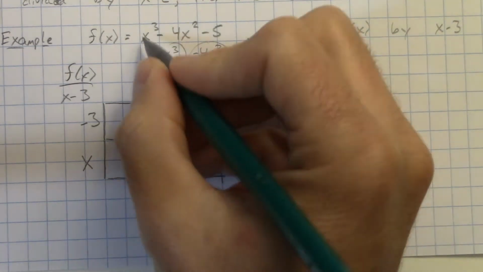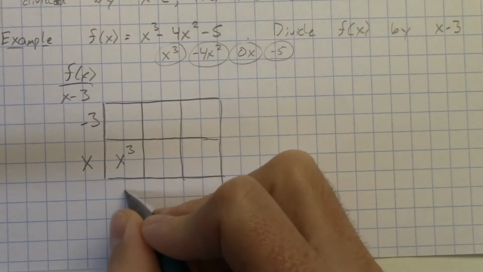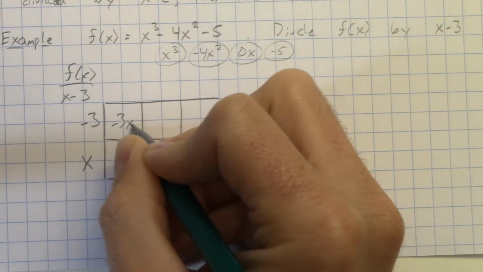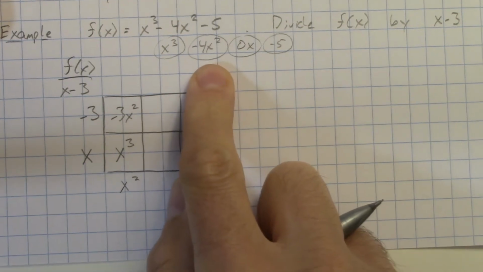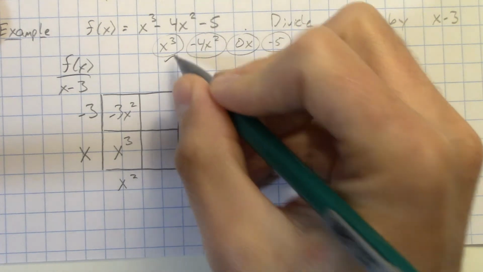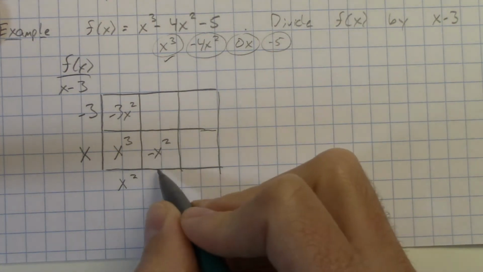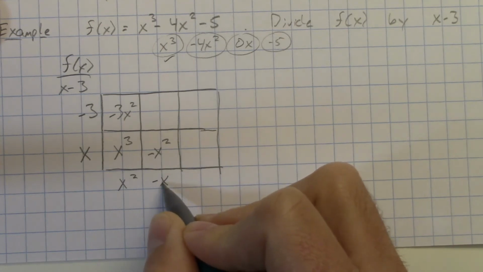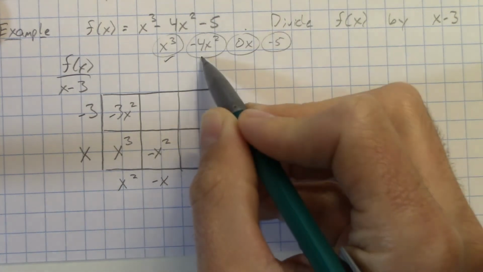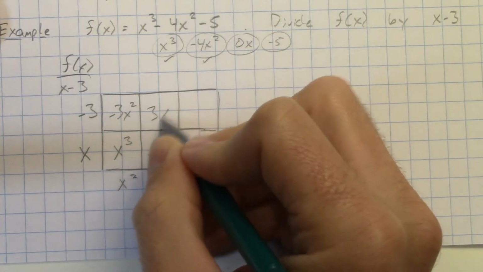All right, so I'm trying to get x to the third, so I write x to the third. That's the first term. This would then have to be x squared. X squared times negative 3 is negative 3x squared. I need negative 4x squared. I've already got negative 3x squared, so this one's taken care of. So I need one more negative x squared term. All right, so then this would be negative x. Negative x times x is negative x squared. Okay, so this would combine to give me this term. That's good. Negative x times negative 3 would be 3x.